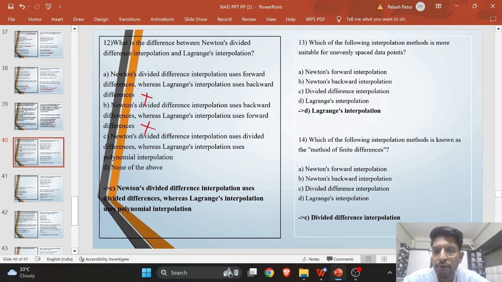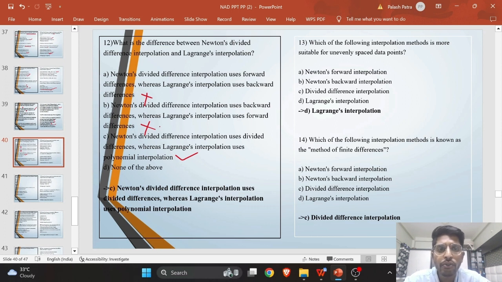The C option is Newton divided difference interpolation uses divided differences, whereas Lagrange's interpolation uses polynomial interpolation. This is the correct option over here. So the C option is correct for Newton divided interpolation and Lagrange's interpolation.